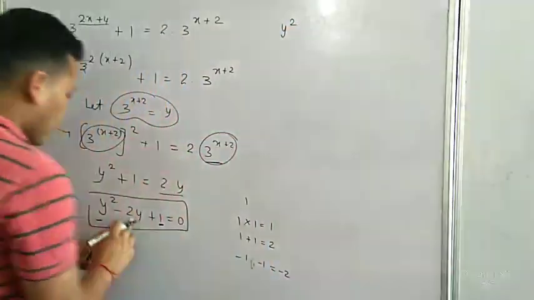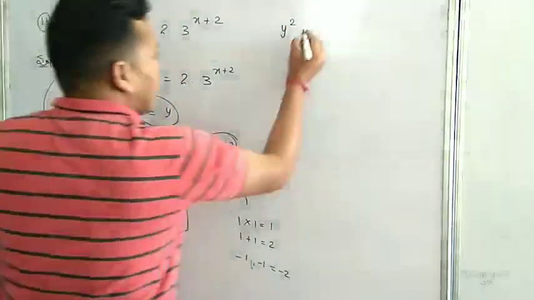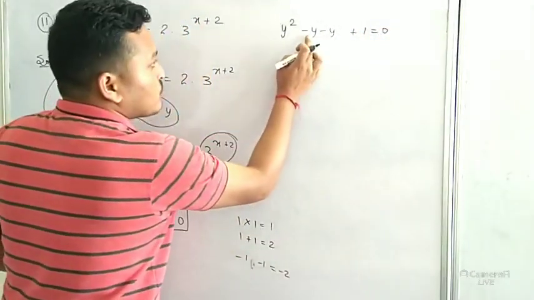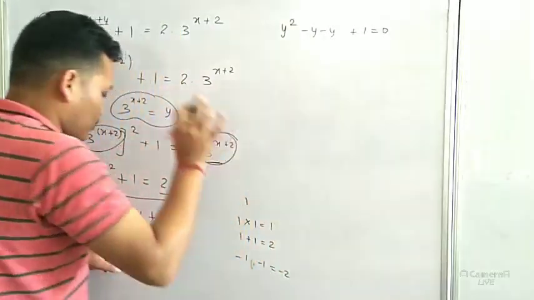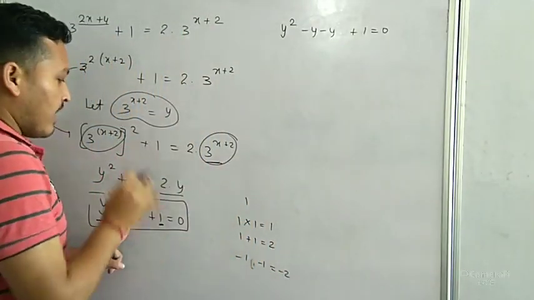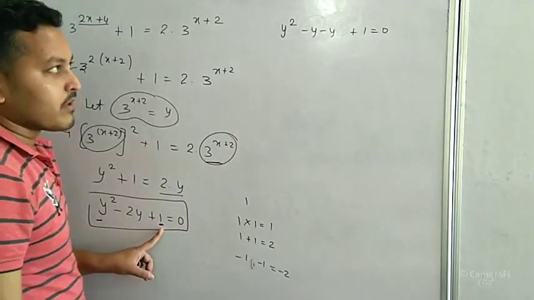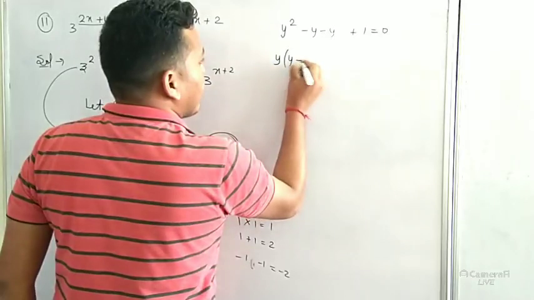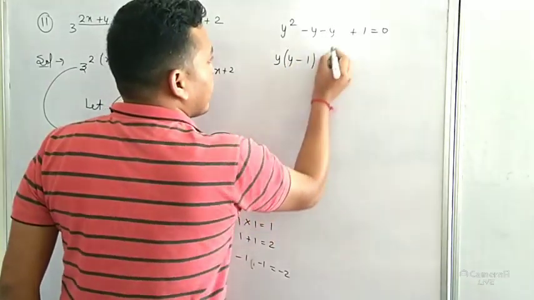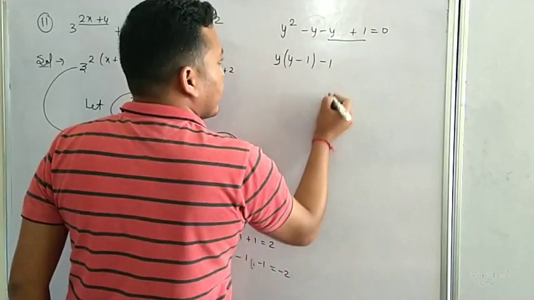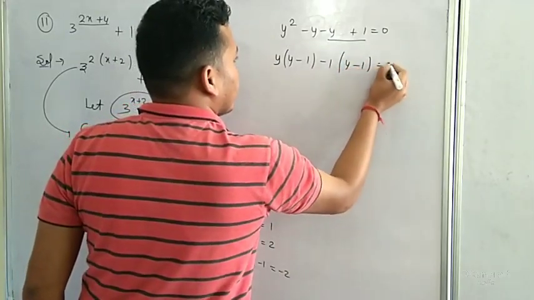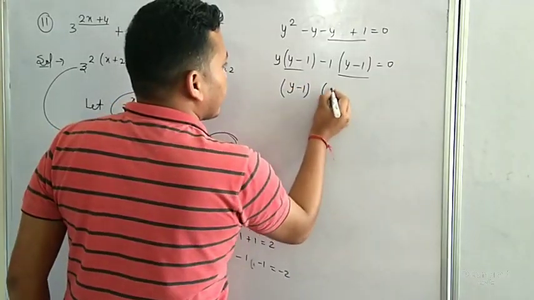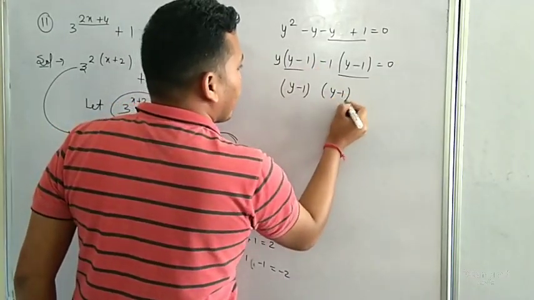So y square minus 2y we can write as minus y and minus y, and then plus 1 is equal to 0. See, minus y means minus 1, so minus 1 minus 1 is minus 2, and minus 1 into minus 1 becomes 1. Okay, then solve it. y is common now, so y minus 1 is left. Now take minus 1 common, then y minus 1 is equal to 0. So again y minus 1 is common, and the second factor left is y minus 1 is equal to 0.